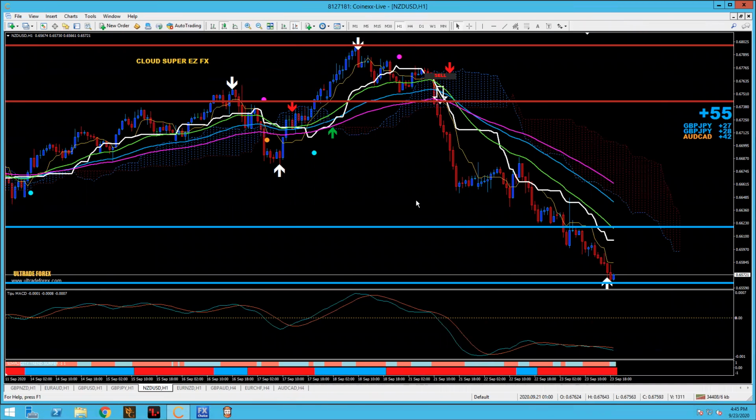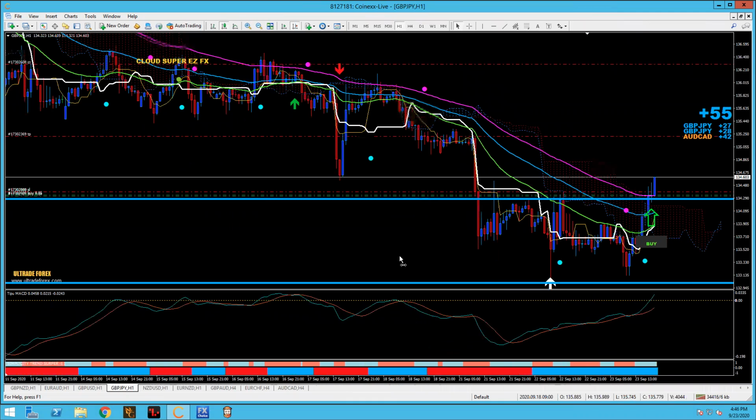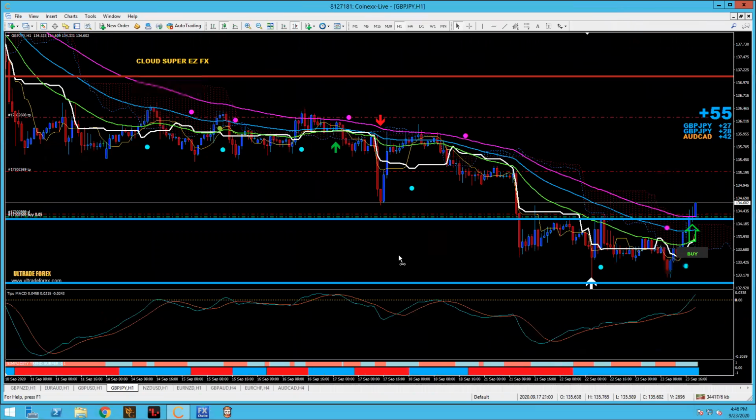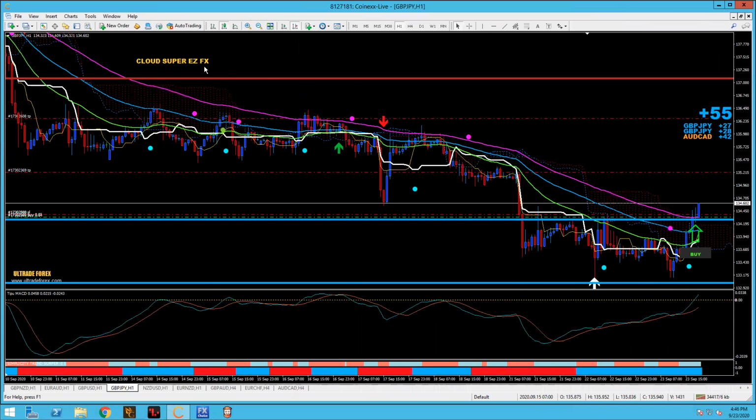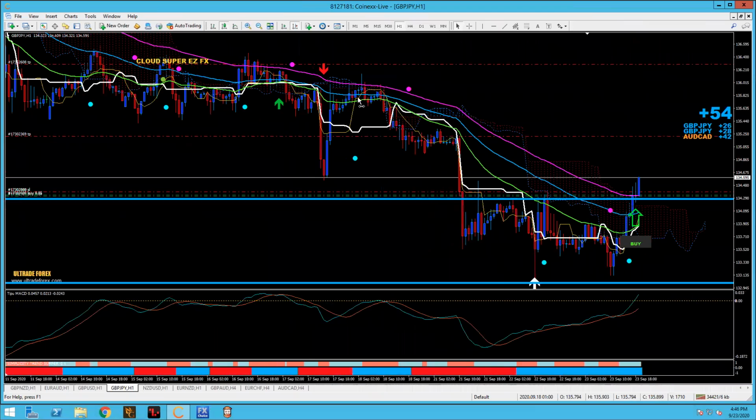Hey, so I'm taking this trade. Oh, this is not GJ. This is NZD USD. But basically, I'm taking this trade off my Cloud Easy Super Easy Effects system. So what I did was I combined the Ichimoku Cloud with the Super Easy Effects system.